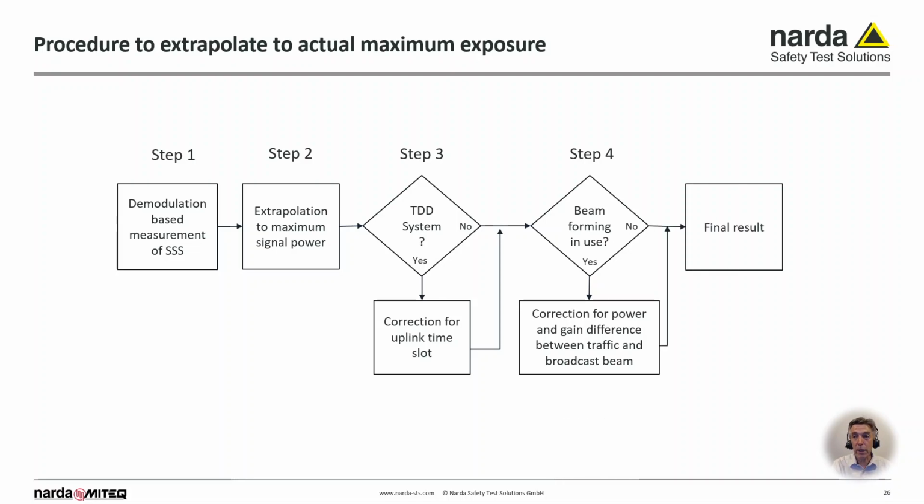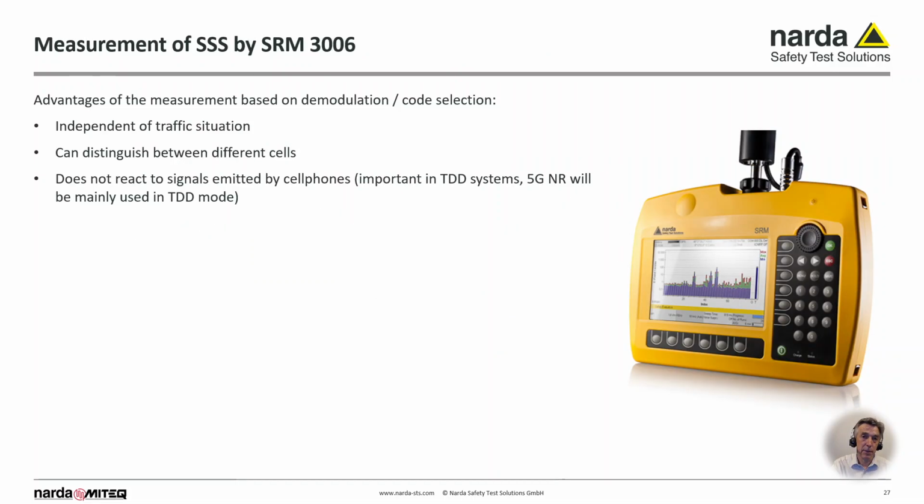So after those three factors, we have the final result. So when we do the SSS measurement with the SRM 3006, the measurement itself is independent of the traffic situation because we are measuring the signaling. It can even distinguish between different cells, between different operators, and it does not react to the emission of a cell phone. This is especially important for TDD systems. And remember, 5G in higher frequency ranges will mostly use TDD systems.